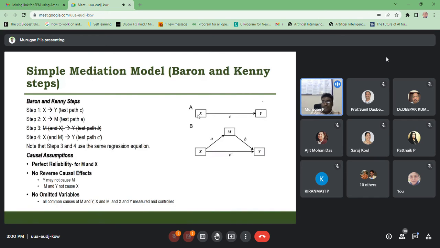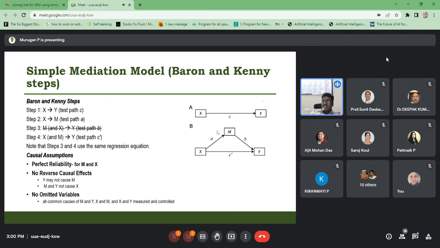Now go to step 2. In step 2, we are testing the relationship between X and M. This coefficient is referred to as A. Next, in step 4, we are testing the relationship between X and Y as well as M and Y simultaneously. After controlling for X, we want to understand whether there exists a relationship between M and Y or not.